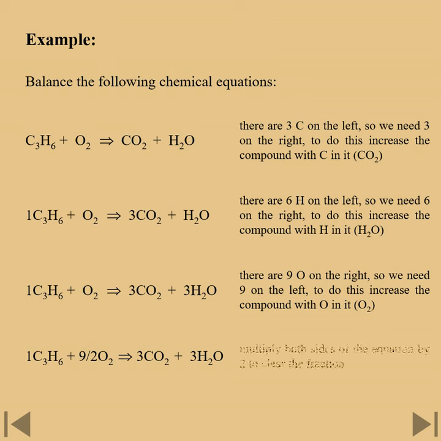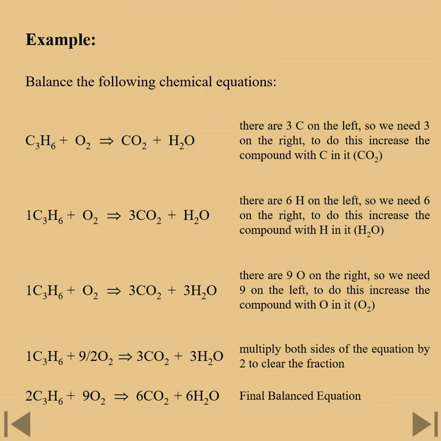But I need to clear that fraction, so I'm going to multiply the whole equation by 2. You don't necessarily have to rewrite the equation. You could just scratch out the coefficients and write the new ones above them, or just erase them.